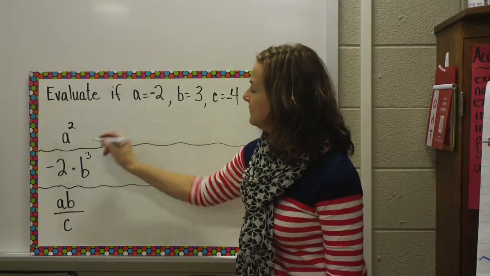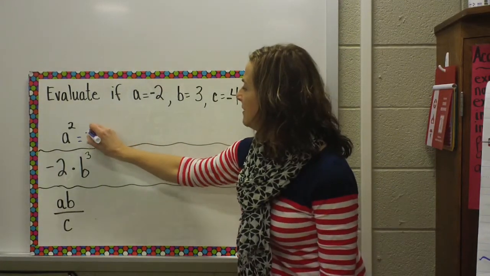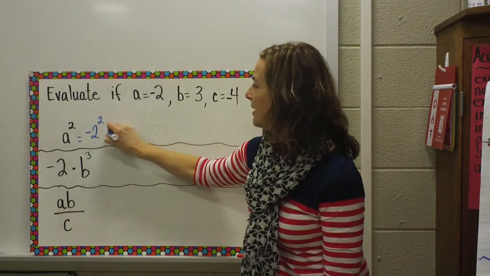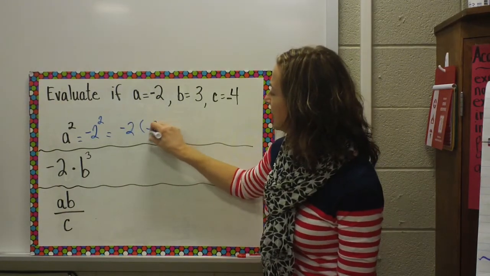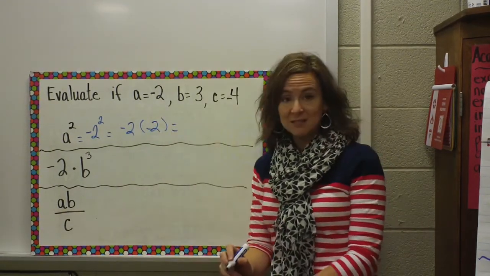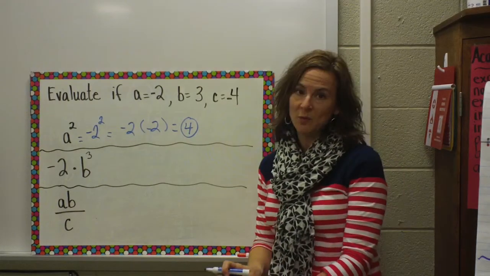Because A equals -2, the first thing I'm going to do is rewrite the problem with my substitution. That would be (-2) squared. And I would solve like normal. -2 times -2 is going to be a +4. So in this case, A squared equals +4.